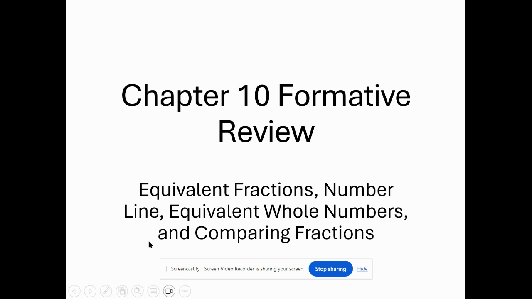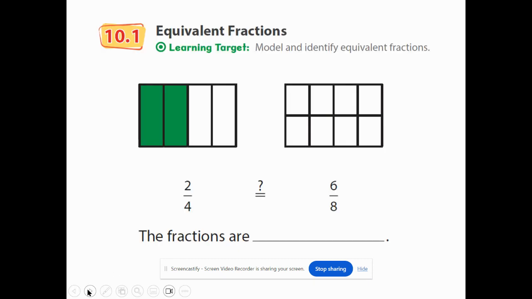Formative review, equivalent fractions, number line, equivalent whole numbers, and comparing fractions.